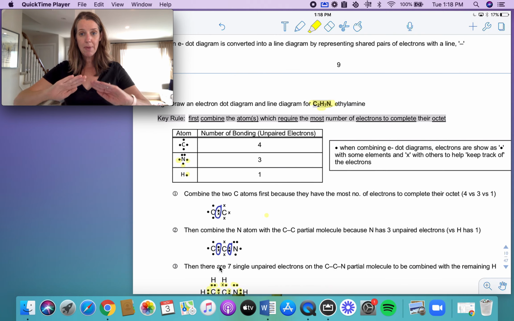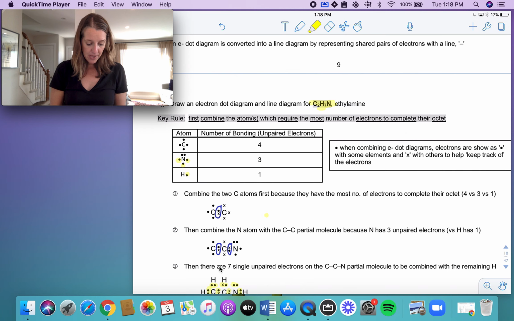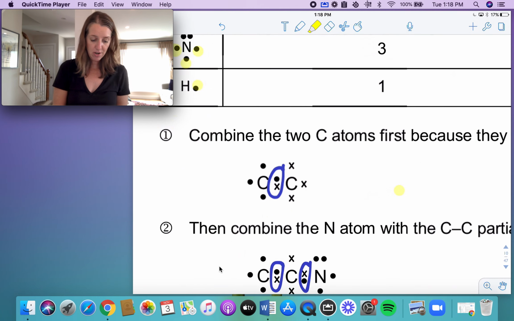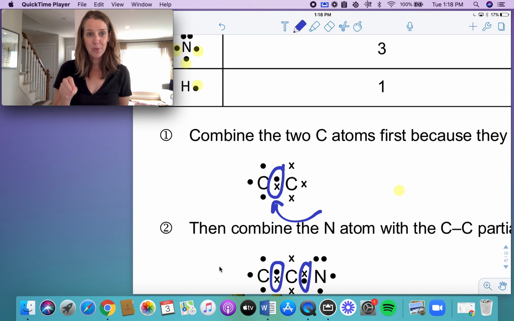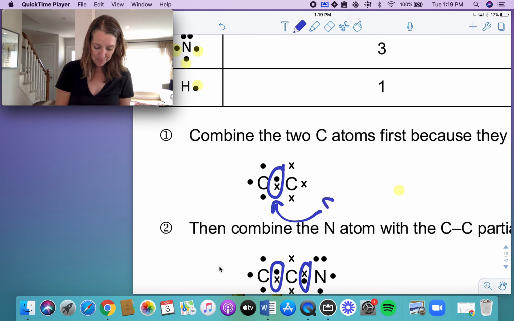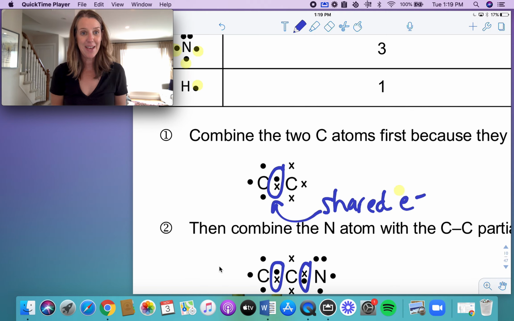So I'm going to draw my 2 carbons side by side, and I'm going to show there a shared pair of electrons right here. The way we show that using our Lewis dot structure for a molecular compound, where this is a covalent bond, is to put a little sharing circle around them. Okay? Shared electrons. That's what that means.